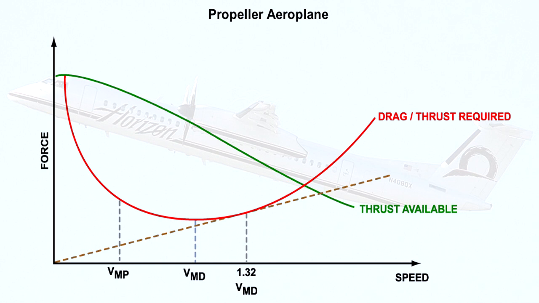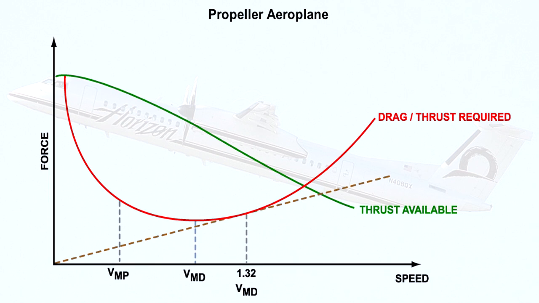Having discussed the concept of maximum excess thrust and the speed Vx for a jet, let's now examine these concepts as they apply to a propeller aeroplane. Shown here is a typical graph of total thrust available and total drag for a propeller-driven aeroplane. We know that excess thrust is the amount of thrust able to be developed by the engine in excess of drag, and it's represented on the graph as the area between the thrust and drag lines.